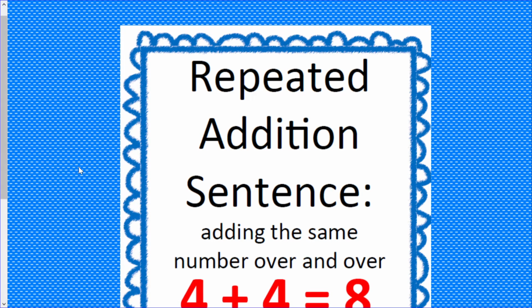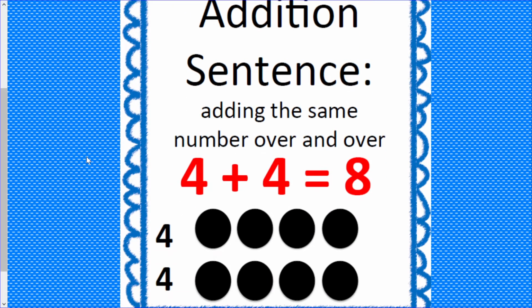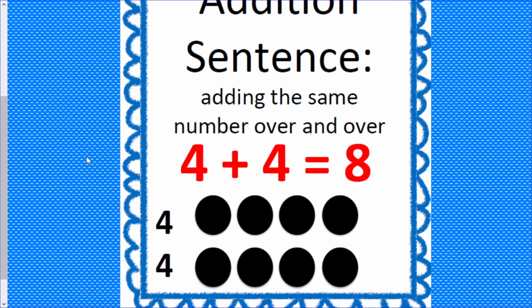With arrays, you will be looking first at repeated addition sentences. Remember, repeated addition sentences are the foundation for multiplication sentences. And so if I look at this array, I have 4 dots in this row or this group. I have another 4 dots in this row or this group. And so my repeated addition sentence would be 4 plus 4 equals 8. The number that you repeat is the number that you have in each row or in each group.